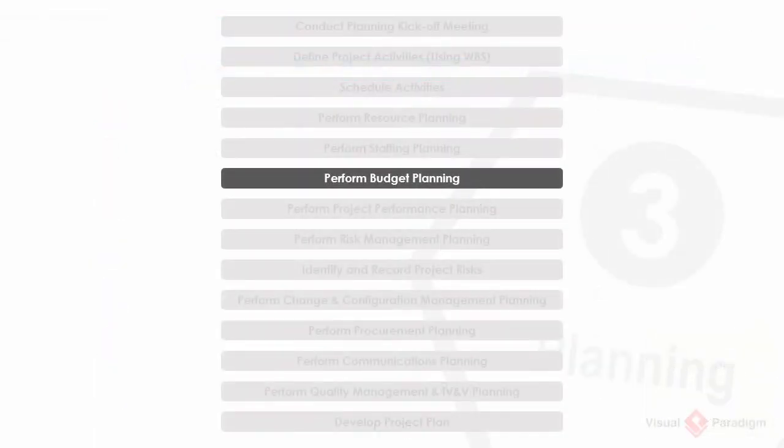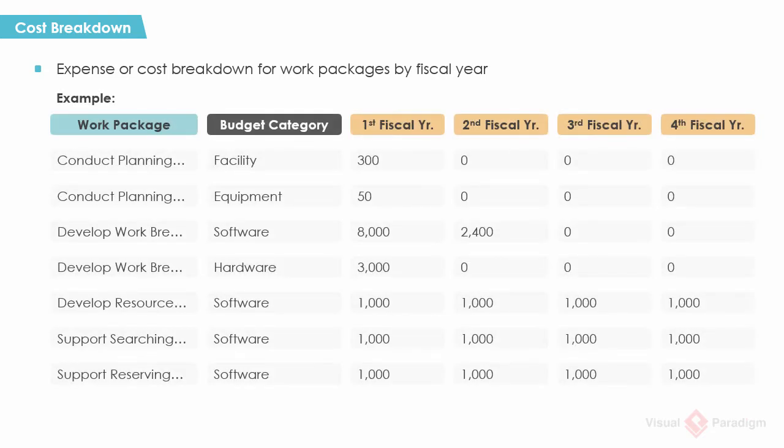Perform budget planning. Budget planning involves summarizing the expenditures and source of funding for the project during the life of the project by providing an expense or cost breakdown for each work package by fiscal year. Here is an example. The work package conduct planning incurs a cost for facility, and the cost in the first fiscal year is $300, and so forth.